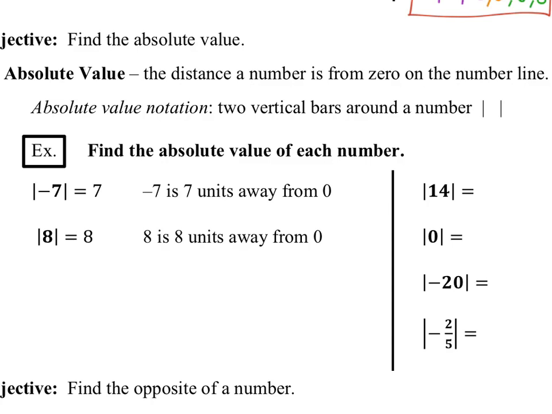Now I had talked about absolute values in one of the examples before. This is what an absolute value is, okay? Find the absolute value, that's our objective. Before we do that, it's important to notice that this symbol right here is the absolute value. Well, what is an absolute value? An absolute value is the distance that a value is from 0 on the number line.